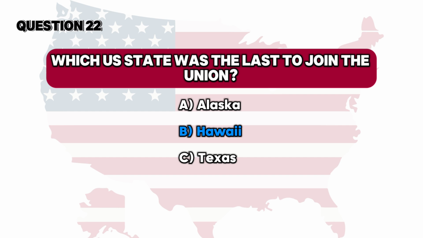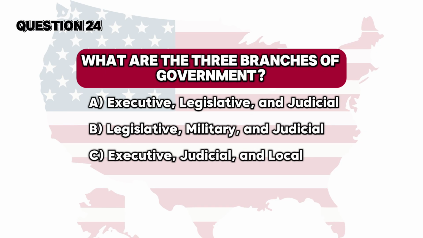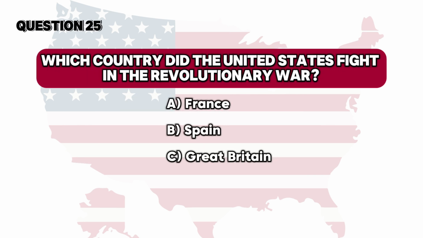Hawaii. We elect a U.S. senator for how many years? Six years. What are the three branches of government? Executive, legislative, and judicial. Which country did the United States fight in the Revolutionary War?